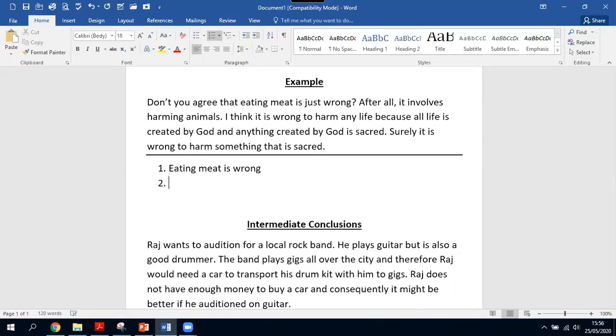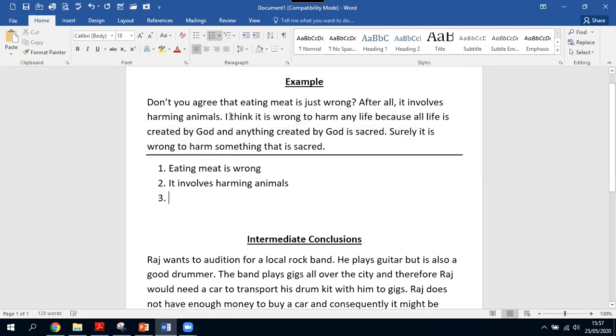Next statement. It involves harming animals. Okay, so it says, after all, it involves harming animals, but remember, when presenting in standard form, we need to tidy up the argument so it's as crystal clear as possible. So, it involves harming animals. Number 3. I think it is wrong to harm any life. So, we've got another premise. And we won't reword it totally. We'll get rid of I think, and it'll just be, it is wrong to harm any life.